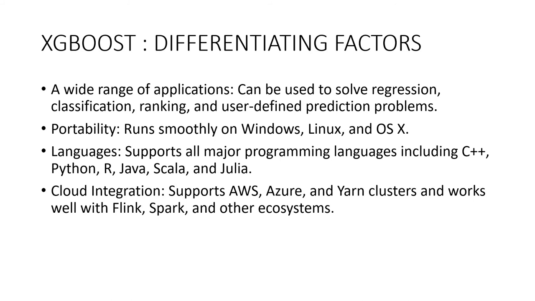XGBoost differentiating factors. Wide range of applications: it can be used to solve regression, classification, ranking, and user-defined prediction problems. Portability: it runs smoothly on Windows, Linux, and all types of operating systems. Languages: it supports all major programming languages including C++, Python, R, Java, Scala, and Julia. Cloud integration: it supports AWS, Azure, and Yarn clusters and works well with Flink, Spark, and other ecosystems.